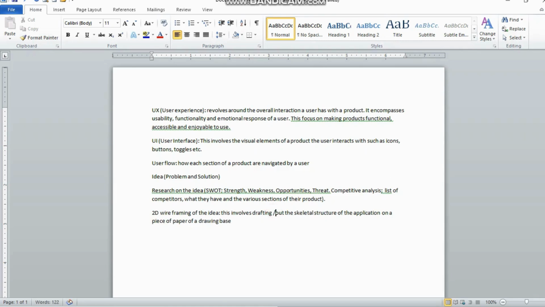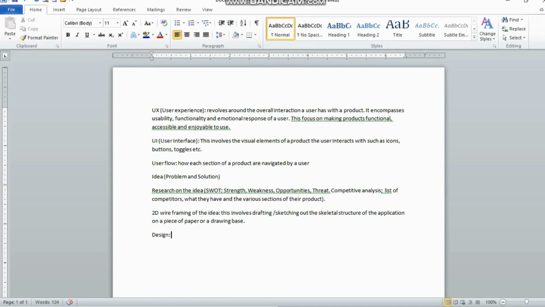Drafting or sketching out the skeletal structure of the application on a piece of paper or a drawing base. As simple as that. You've gotten the idea, which involves finding the problem and having the solution. You've done your research, your SWOT analysis and your competitive analysis. Now you have to sketch. After sketching, you have to design.